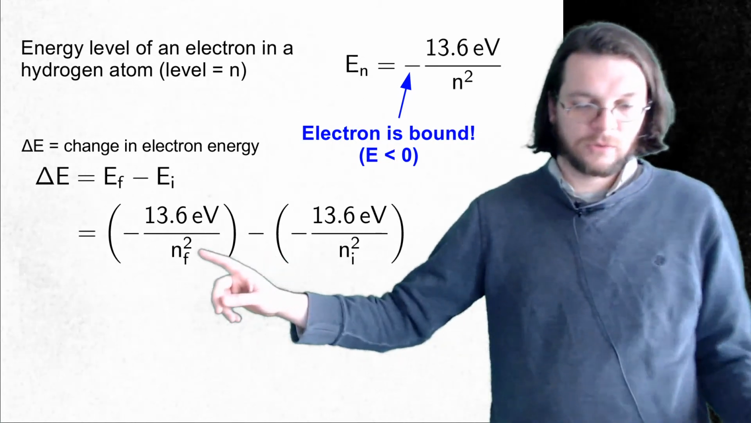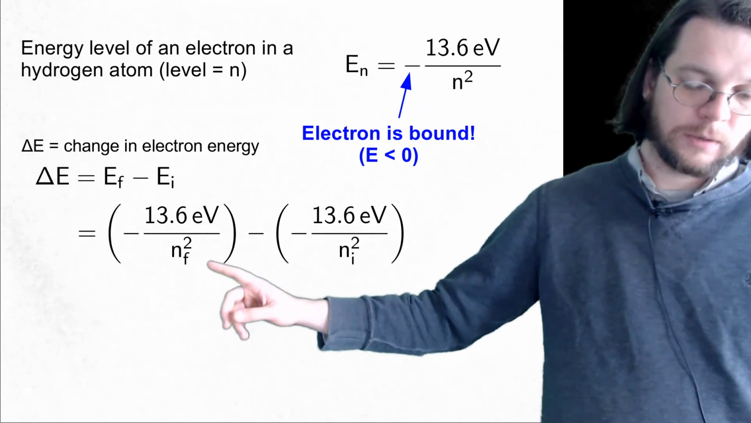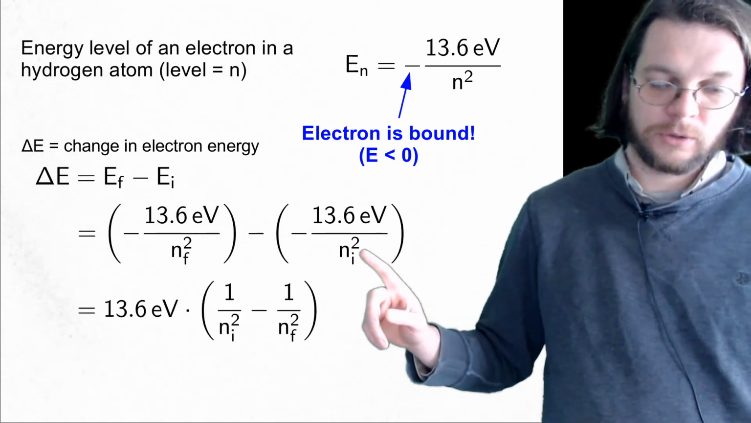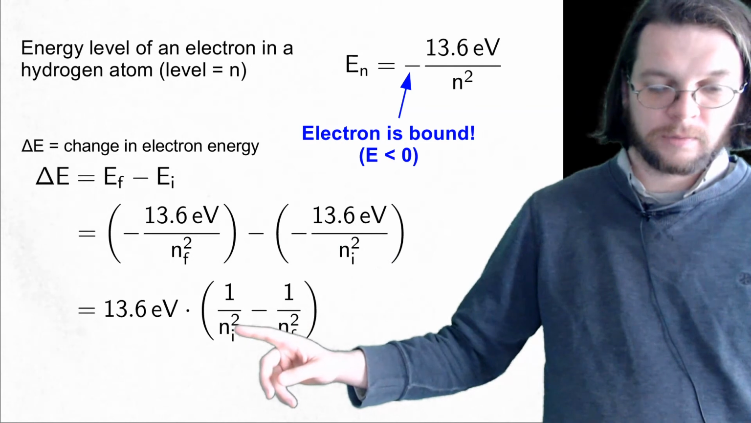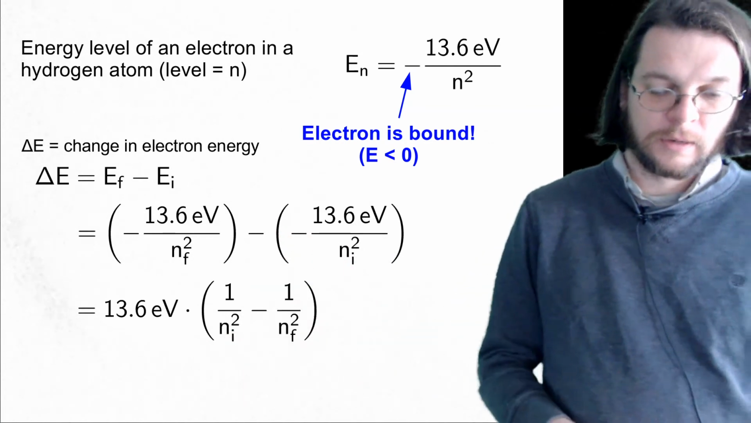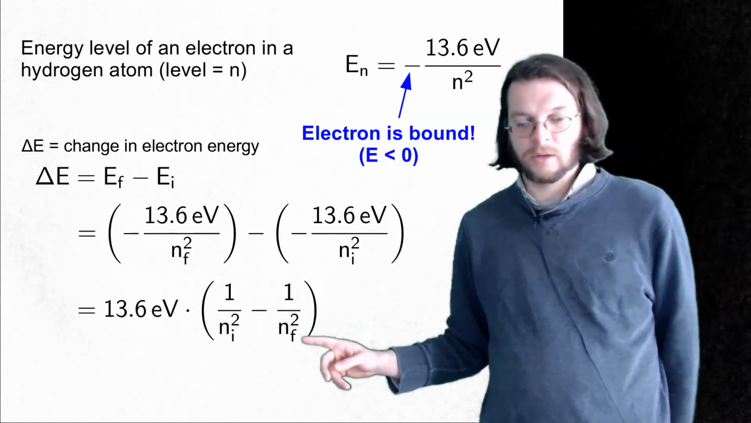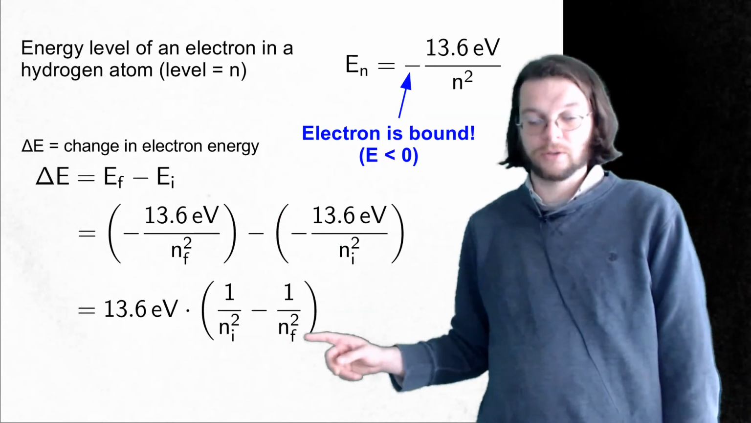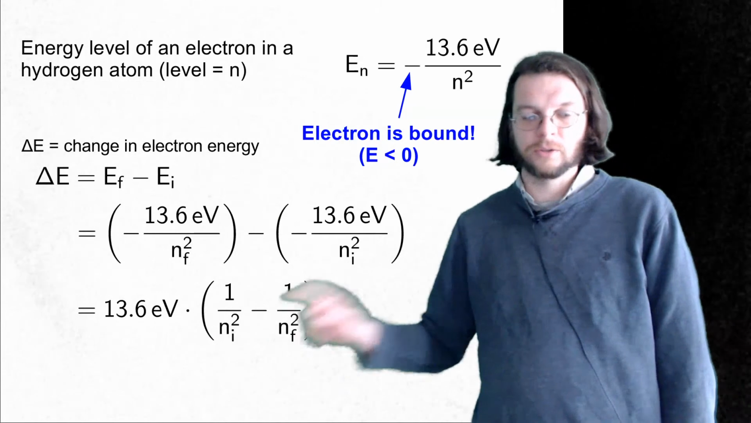So this is the final energy that the electron is at. This is the initial energy. It gives us this formula. There's a lot of, minus times a minus is a positive, things like that. So again, this is the final energy of the electron, and this is the initial energy of the electron.